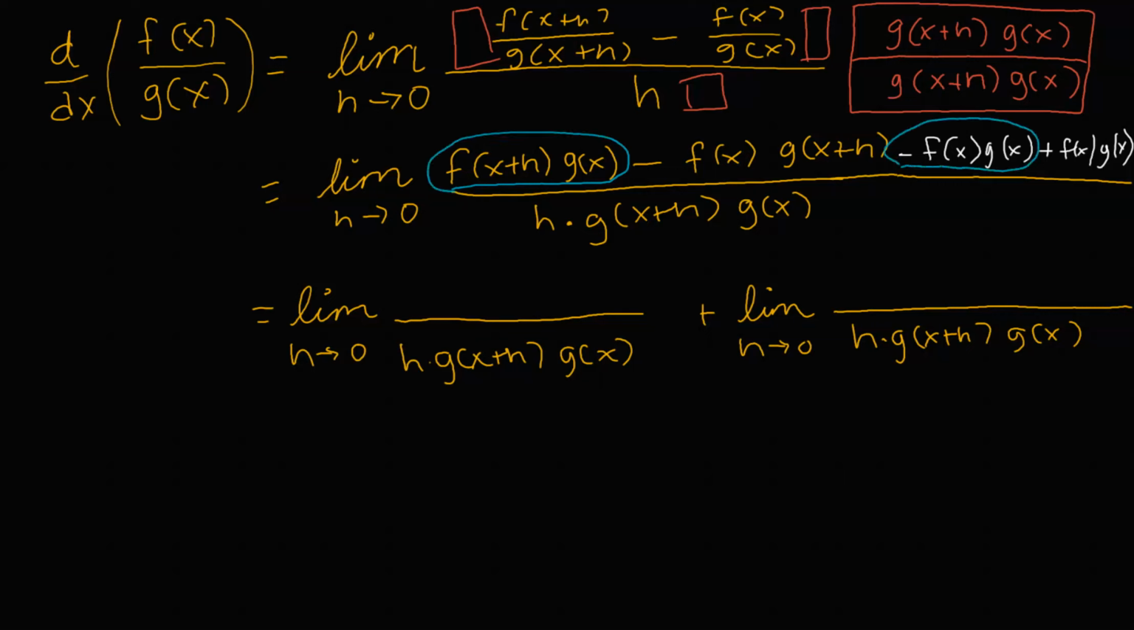What is in common in those two blue terms that I just highlighted? G of x, right? So g of x is in common. I'm going to factor out g of x. What is left inside? That would be f of x plus h minus f of x inside.